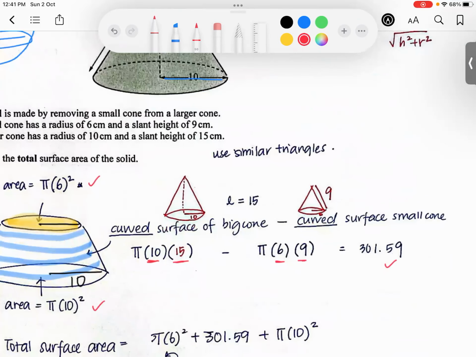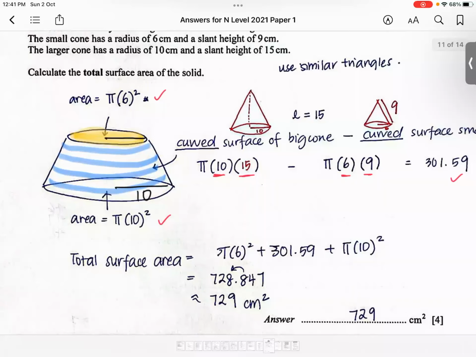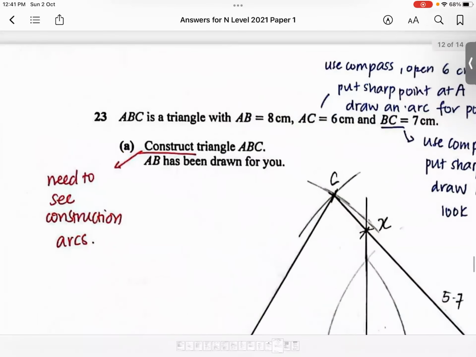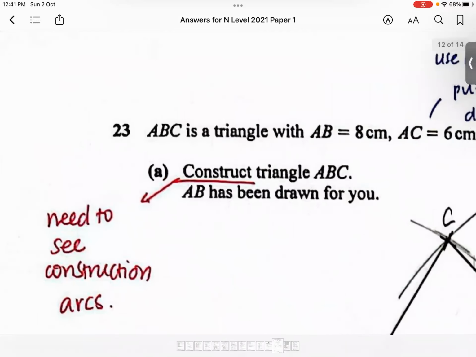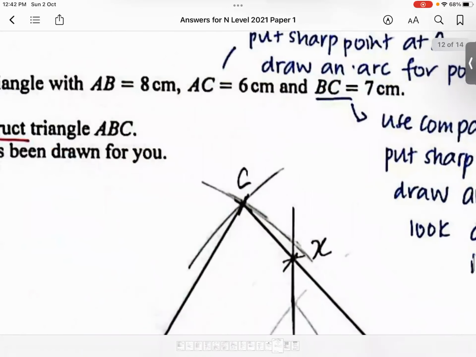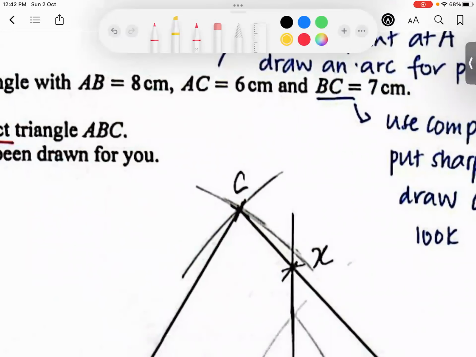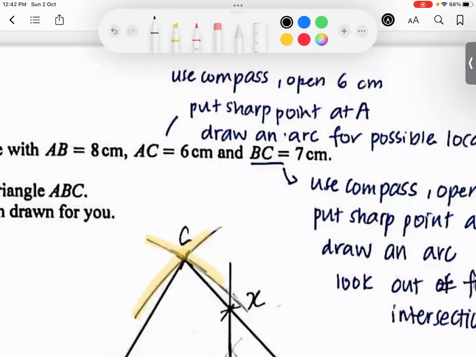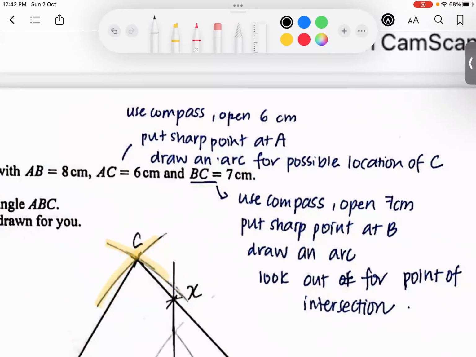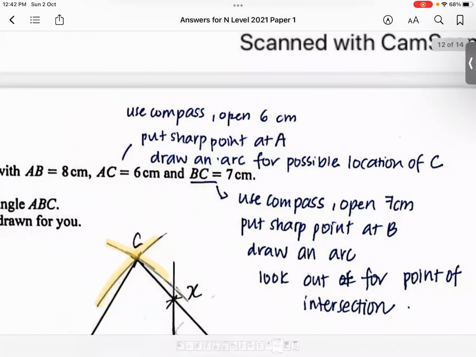Moving on to the last few questions, ready? This question over here is construction. You have to do it on your own. I can help you, but the question says construct. You need to see the construction arcs over here, like these two, this one. Please do not just use the ruler and mark one point and measure on your own. Use the construction arc. I wrote down the step-by-step how to do it on the soft copy of the answer, so you can go back and refer to it.